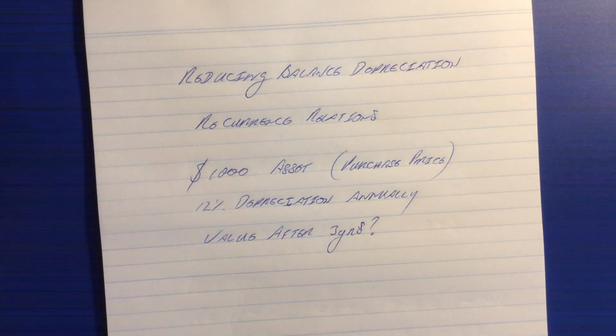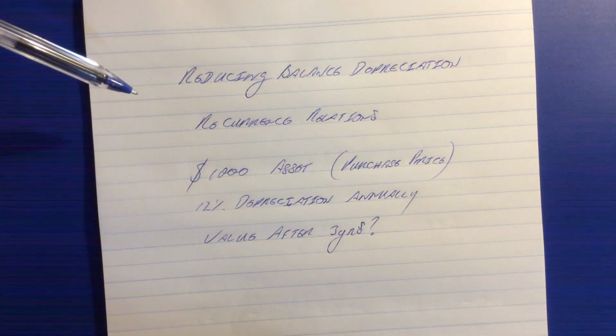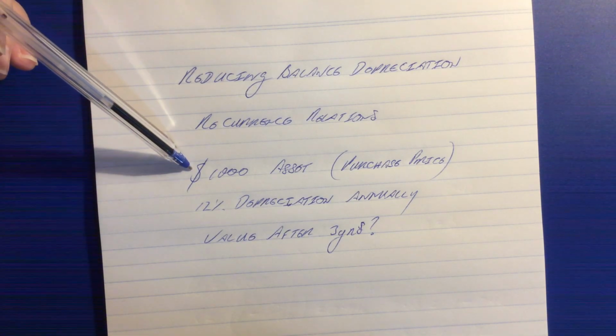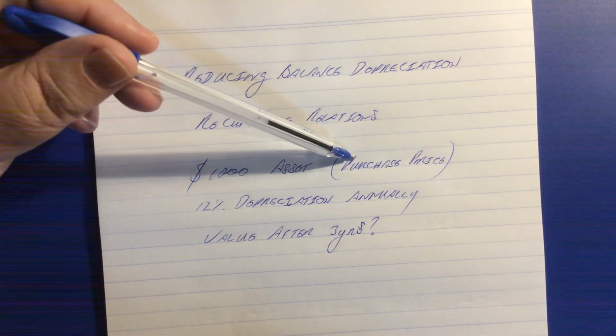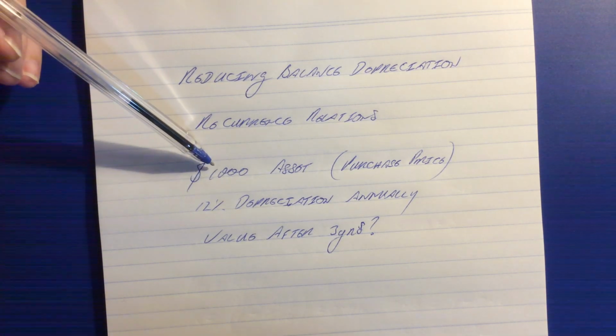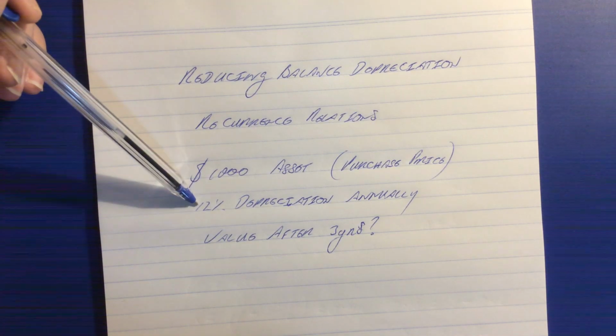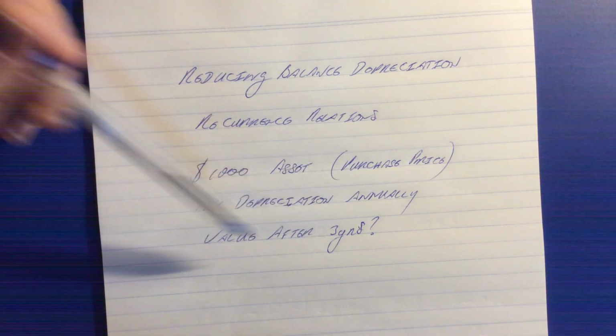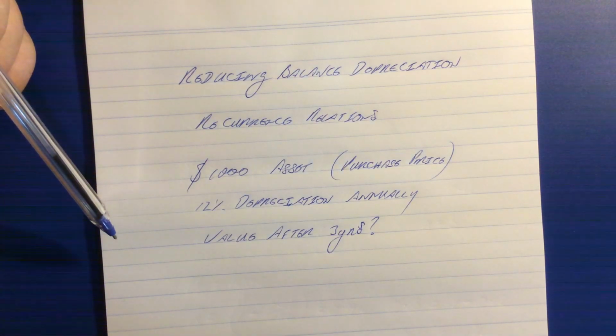Not the friendliest way in which to do this, but some people are compelled to do this at school, so here we go. Now, the important numbers are that we have a $1,000 asset, that is the purchase price of the asset or the piece of equipment or whatever you want to call it. It depreciates by 12% annually, and we want to find out its value after 3 years.